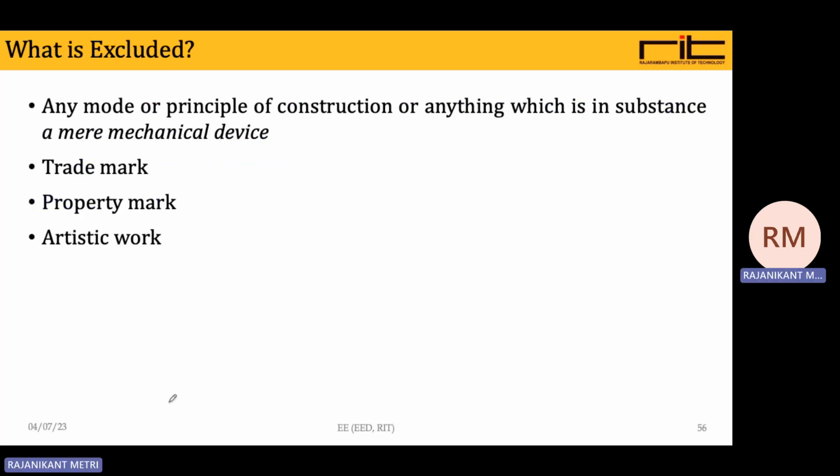Then what things are excluded from industrial design rights? Any mode or principle of construction, or anything which is in substance a mere mechanical device. What else is excluded? Trademark, property mark, artistic work. These things are also important when we talk about industrial IPRs.